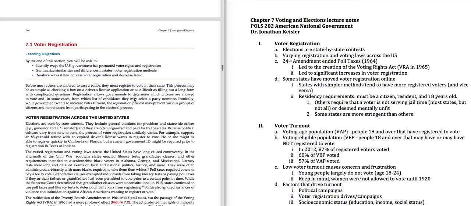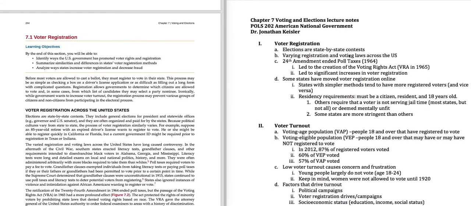Let's jump straight to that first section here. We look at voter registration. Well, guess what? Voter registration, there's state by state contests. You have Iowa, you have Florida, you have Ohio, you have South Carolina, you have all these different states that you register to vote in. They have varying registration and voting laws across the U.S. They were really varying before the 1960s. So basically the 1860s through the 1960s, it was kind of the Wild West of how you registered to vote.